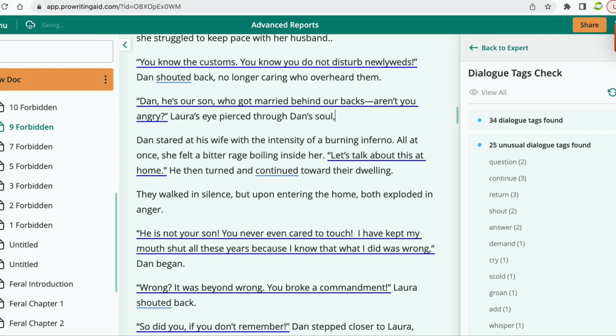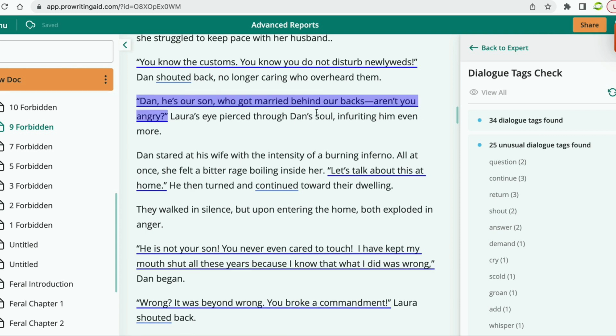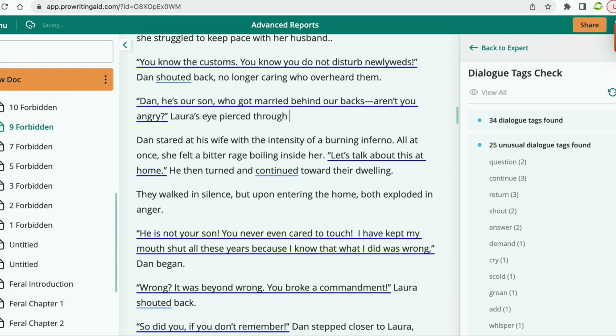Infuriating. That's about the wrong. Even more, they may have a problem with this sentence. There's a lot of things going wrong here, but we'll fix that later. Dan stared at his wife with the intensity of a burning inferno. Okay, so I was already on the right page, but then now I'm saying the same thing. So then we've got to change that. Laura's eyes pierced.